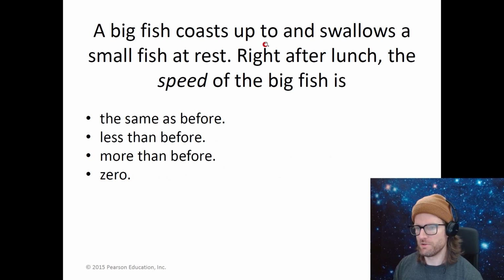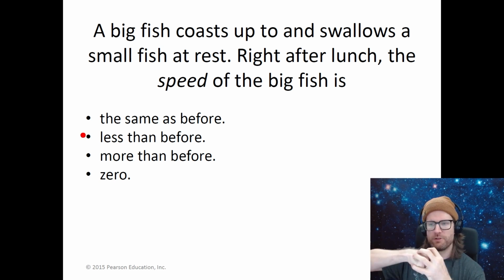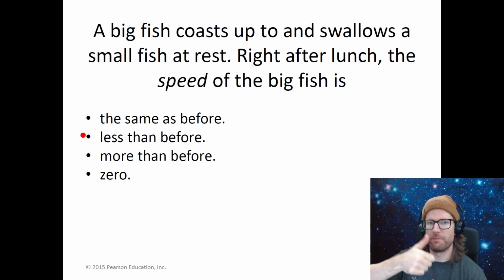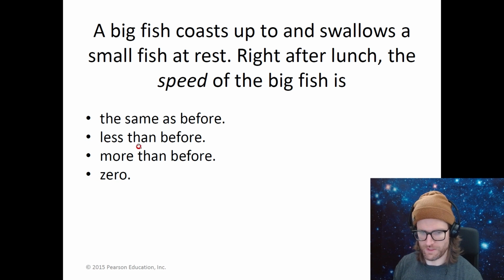A big fish coasts up to and swallows a small fish at rest. Right after lunch, the speed of the big fish is less than before. Because the big fish coasted up, ate a small fish, and then after, he's going to slow down a little bit because he picked up some mass. So it'll be less than before.